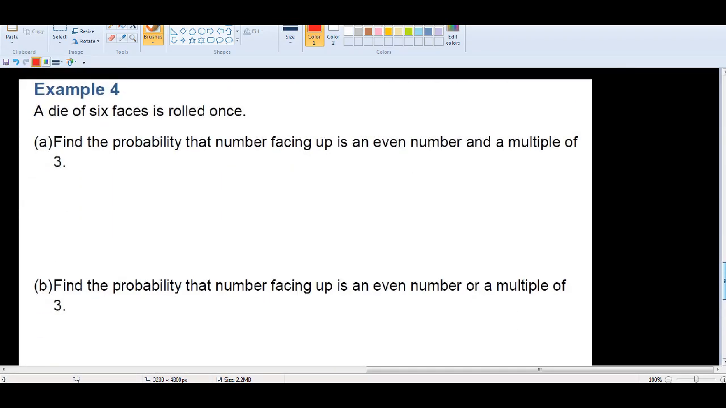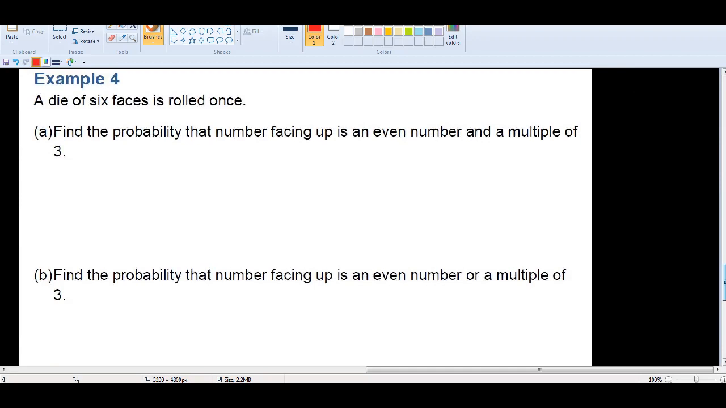Okay, and the last one: a die with 6 faces. Roll once, find the probability that the number facing up is an even number and a multiple of 3. Okay, so let's say when we roll a die, how many possible outcomes are there? Okay, let's consider that should be 6 outcomes. Let me draw them.